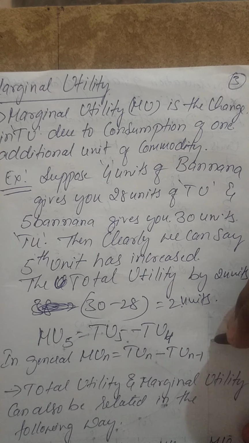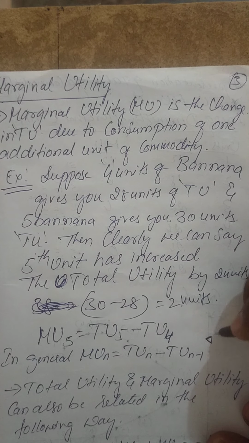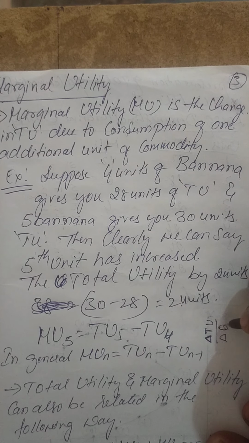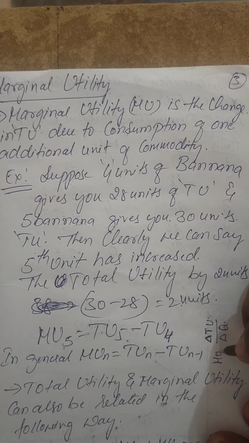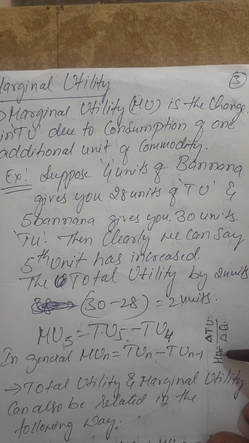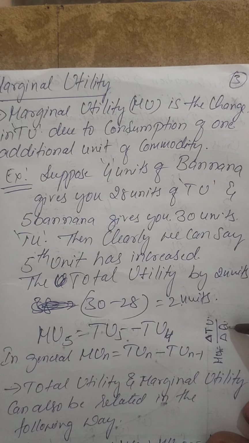In another way, I will write it briefly here: change in TU, delta TU, divided by delta Q, that is MUn. That is, marginal utility of the nth unit is calculated by change in total utility divided by change in quantity of consumption. See, change in total utility of consumption divided by change in quantity of consumption.